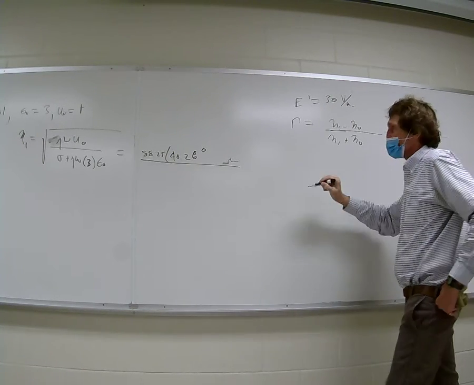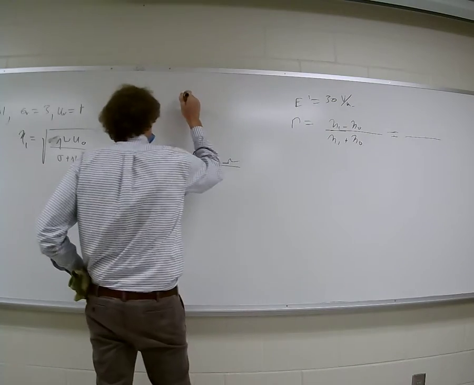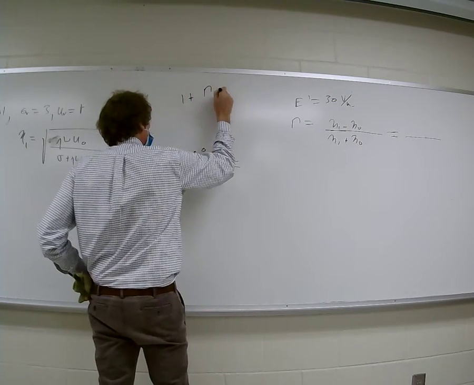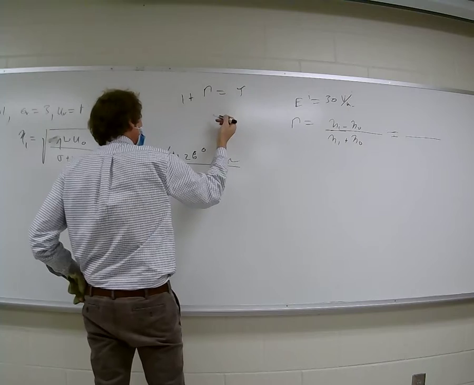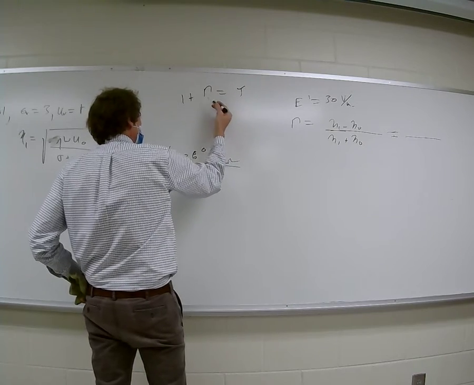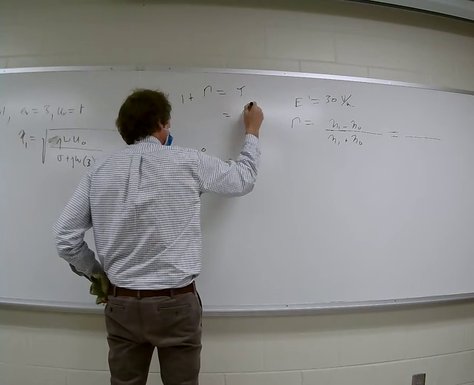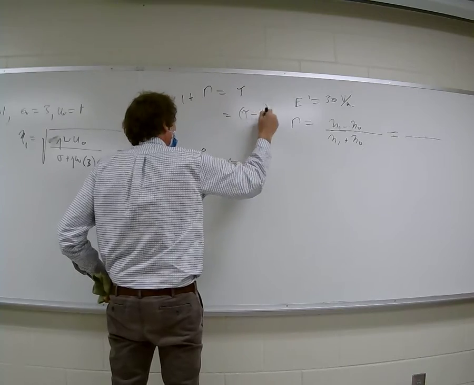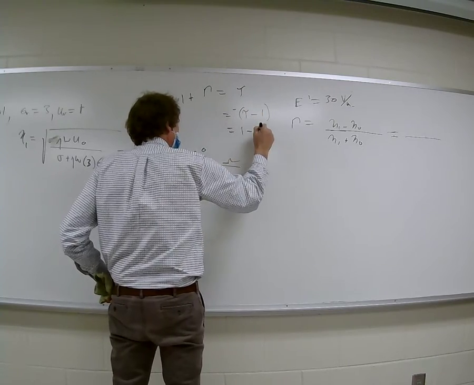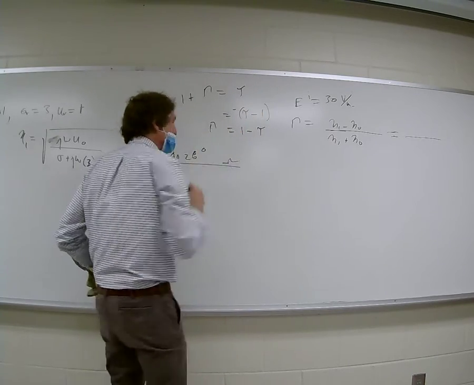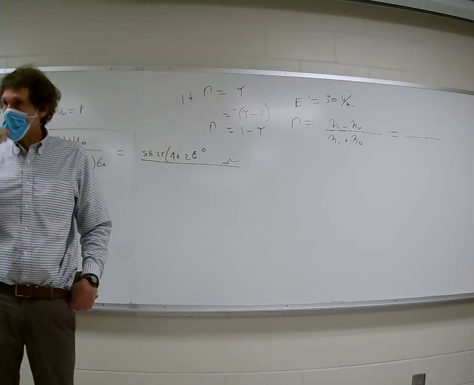Here's the relationship: 1 plus the reflection coefficient is the transmission. He's saying he got transmission, and he wants reflection, so you have transmission minus 1 with a minus sign, or 1 minus transmission is reflection. Y'all follow me?